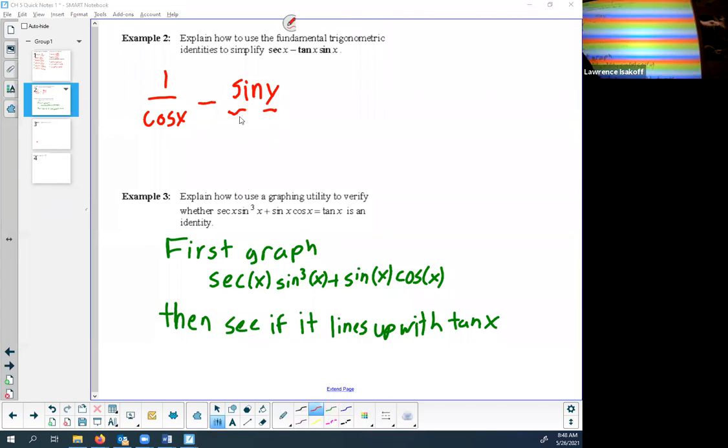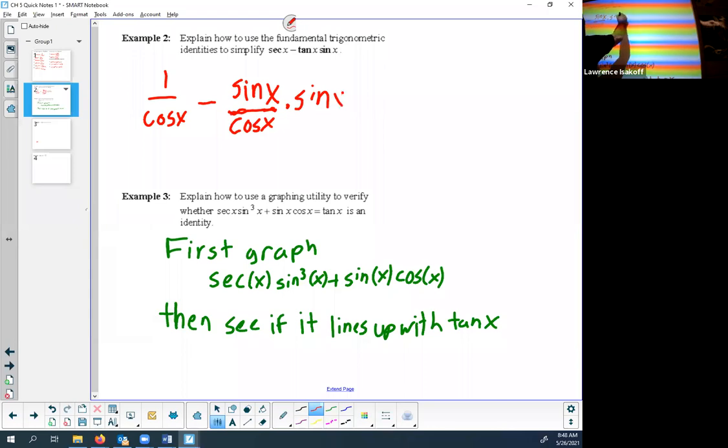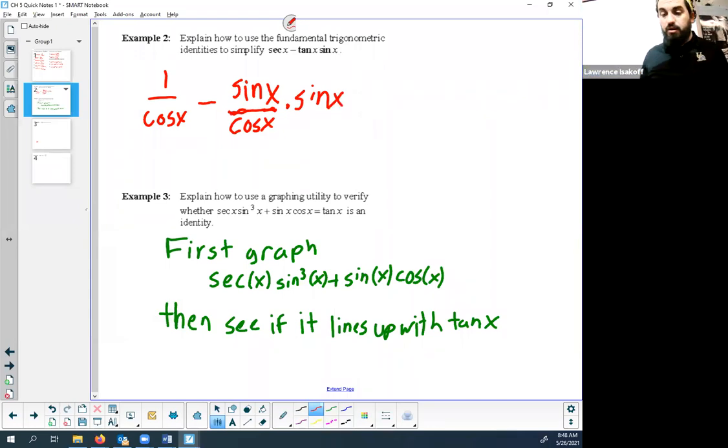Sine over cosine of x times sine of x. Okay, now we're going to keep simplifying from here. When I do this, the numerator is going to look a little bit interesting here.